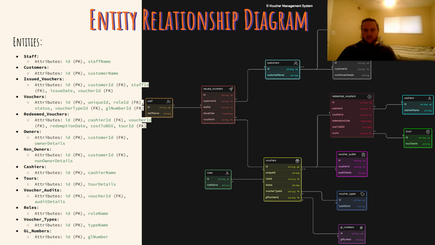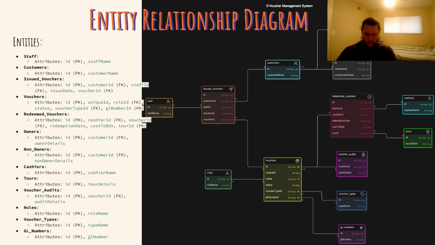And the next is customers, and the customers' role are they receive the vouchers, and they are identified by a customer ID and a name. And this entity ensures that the voucher system can track each customer and their received vouchers. Next is the owners and non-owners. These categorize the customers into ones that own condos and property and ones that don't. So basically owners and guests. And they're both tied directly to the customer entity.